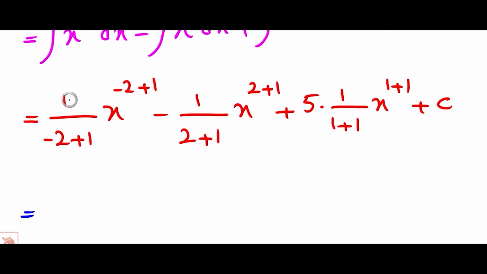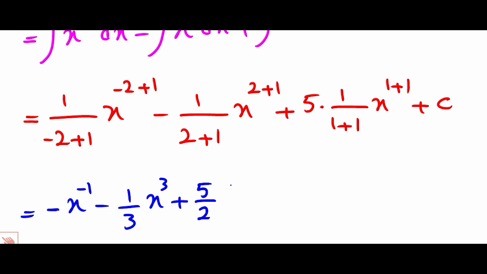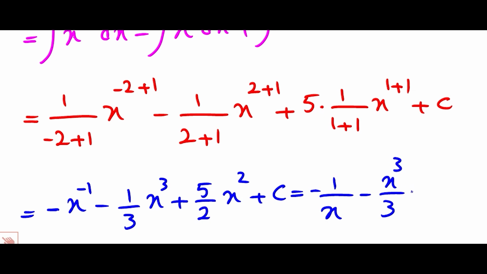So 1 over negative 2 plus 1 equals negative 1 x to the power of negative 1, minus 1 over 3 x cubed, plus 5 over 2 x squared plus c. So we have negative x to the power of negative 1 equals negative 1 over x, minus 1 over 3 times x cubed, plus 5x squared over 2 plus c.